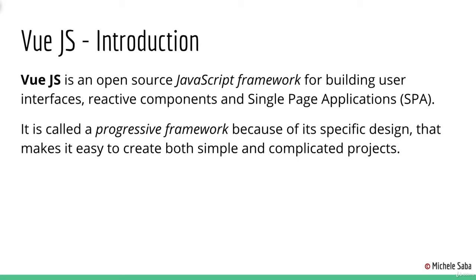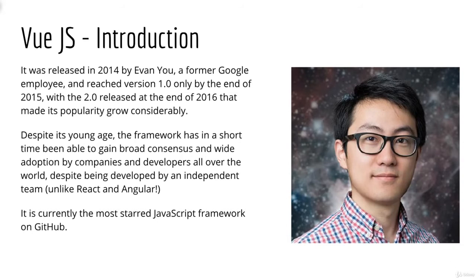It is called a progressive framework because of its specific design that makes it easy to create both simple and complicated projects. It was released in 2014 by Evan You, a former Google employee, and reached version 1.0 only by the end of 2015, with the 2.0 released at the end of 2016 that made its popularity grow considerably.